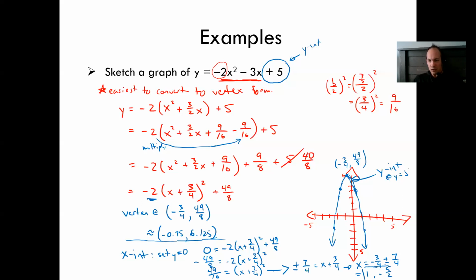Does that actually look like what I sketched? Well, there's 1. And that actually looks like 5 over 2. That's 2.5. That actually looks like it's about right. So that's a good oral confirmation. Anyway, there's my graph.